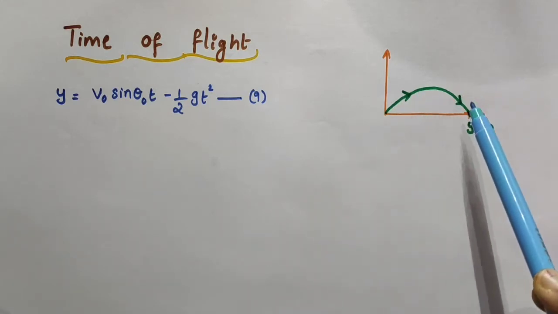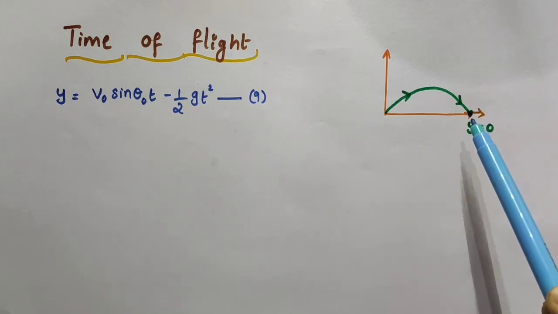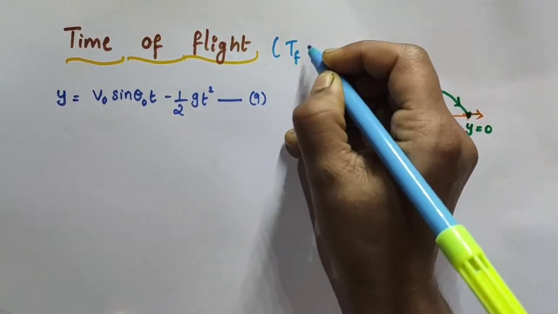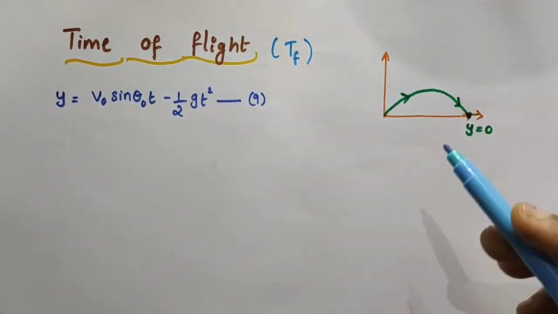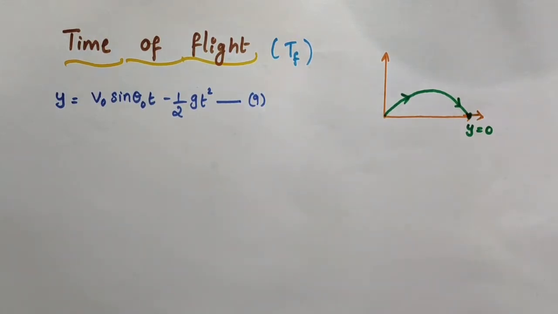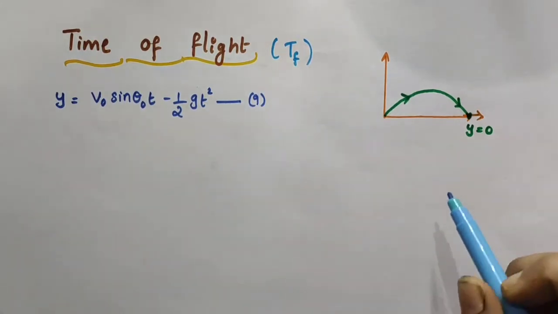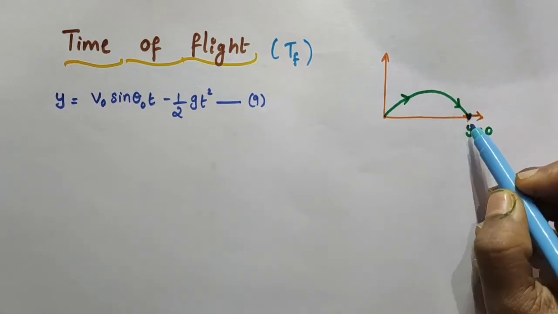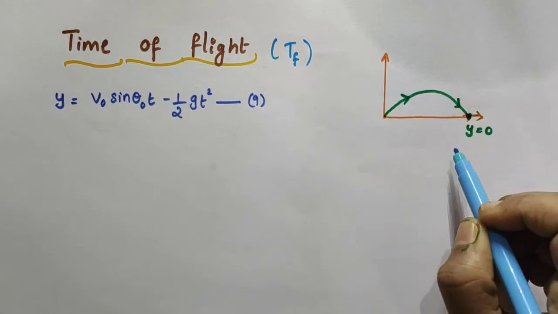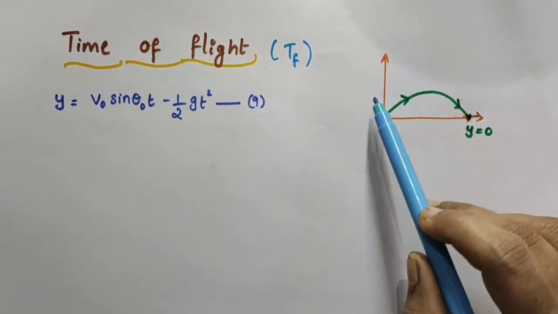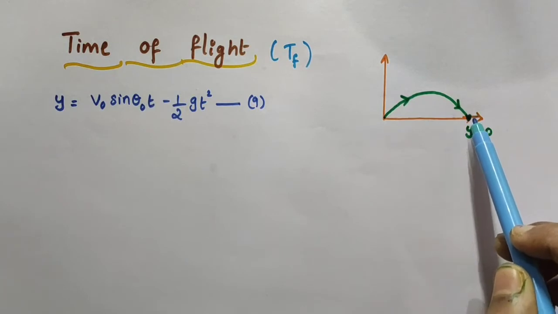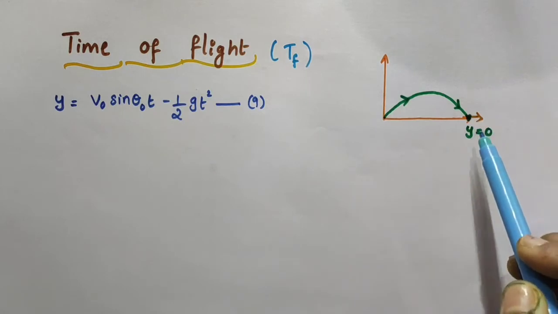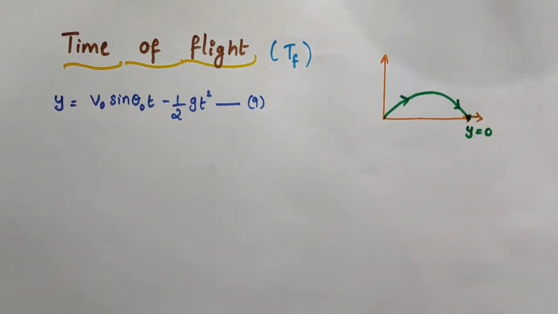That is the time taken by the projectile to reach this point, that is, to reach the x-axis. That is the time of flight, and time of flight is usually represented by t suffix f. Now to get the expression for this time of flight, when the projectile is at this particular point, y equals 0, because this point is on the x-axis. So y equals 0, because time of flight is the time taken by the projectile to reach this point on the x-axis. So the y coordinate equals 0.